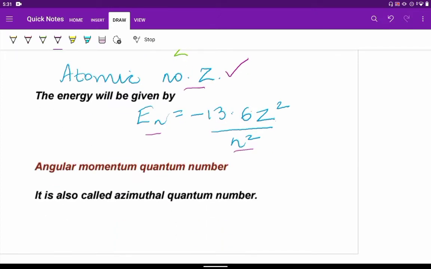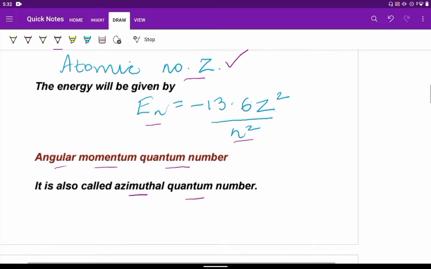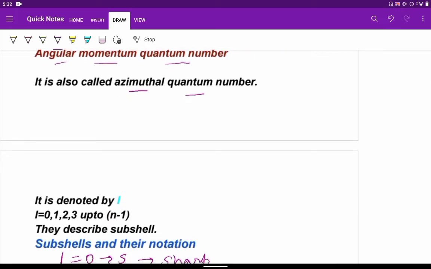Next is the angular momentum quantum number. We also call it the azimuthal quantum number. It is denoted by small l. l can have any value from 0 up to n minus 1. That is, if n equal to 2, l can be 0 and 1. If n equal to 3, l can be 0, 1, 2. So up to n minus 1, one value less than n will be the value for l.